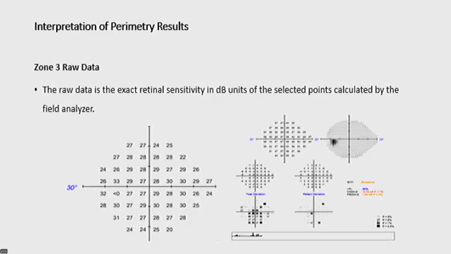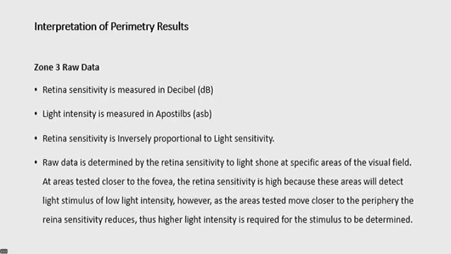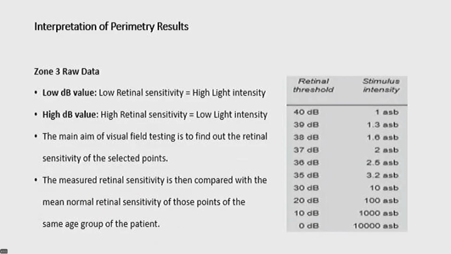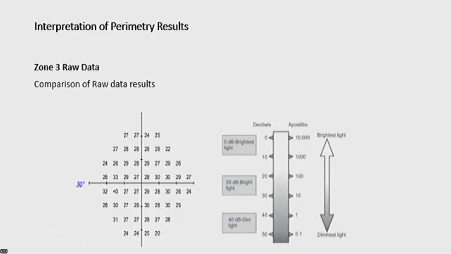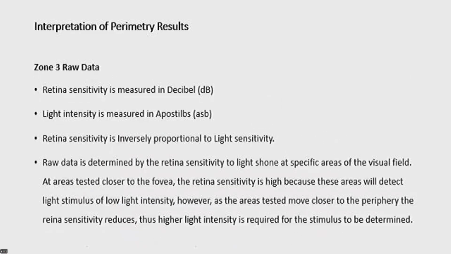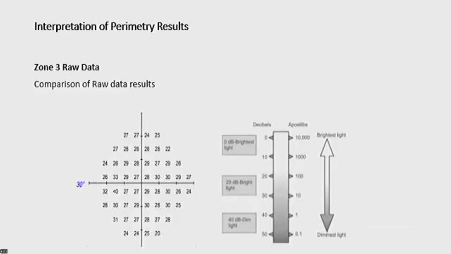The raw data just gives us an idea of the retinal sensitivity of each patient. It's important to understand that retinal sensitivity is inversely proportional to the light intensity required. So looking at the raw data scores here, a patient with a high retinal sensitivity of about 30 to 40 requires a little less light intensity to be able to appreciate the presence of the stimulus. As we go on, we see that the raw data is also interpreted as the grayscale.